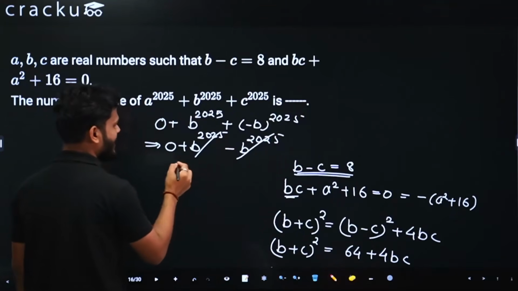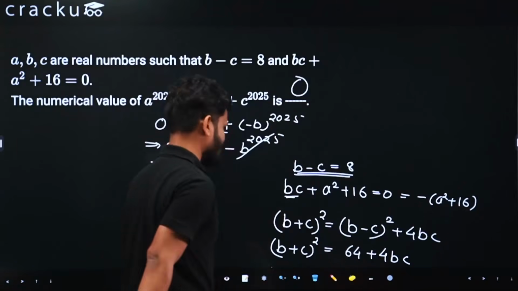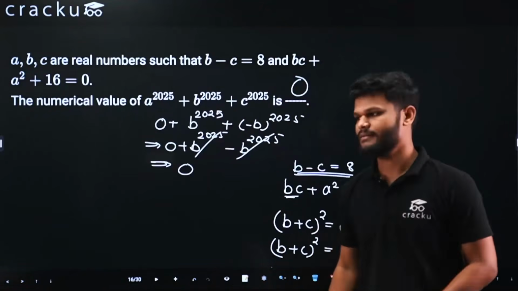And this will also get cancelled. So the final answer will be 0. So the answer to this question will be 0. This is how you solve the question.